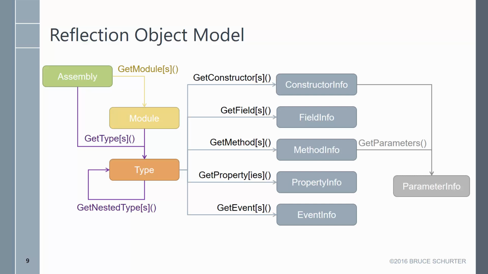Now, once we're at the type level, we have several methods we can execute. And again, these all come in singular and plural. We have getConstructor, getField, getMethod, getProperty, and getEvent. Each one of those will return an info object. So it will either get a constructor info, field info, method info, property info, or event info object respectively. Also note, in the constructor info object or the method info object, we have the ability to get parameters, which returns, as you probably guessed, parameter info objects.